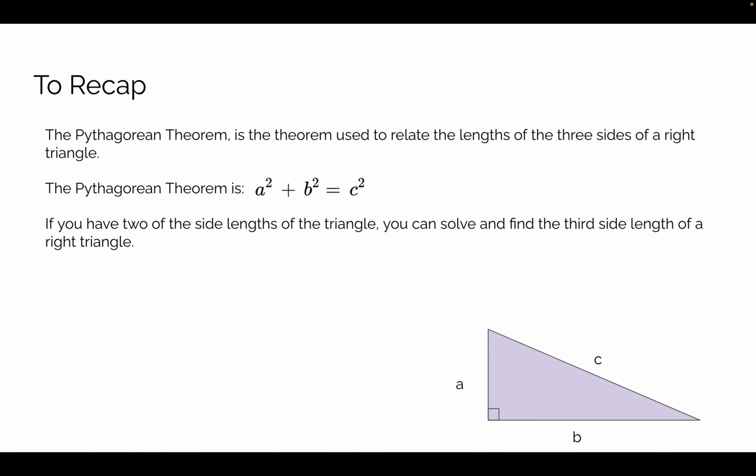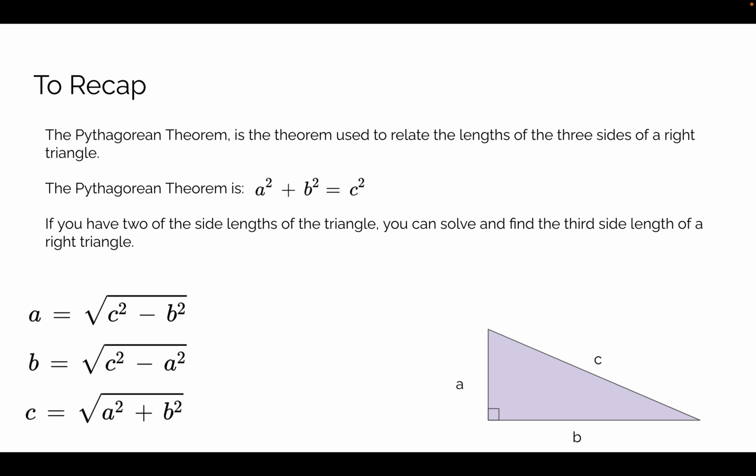And if we're solving for side length A, B, or C, we can do so by isolating A, B, or C on the left side and square rooting it. And this is what the basic format is. If you want to screenshot this or write this down, this is always very helpful to have until you get into the habit of memorizing what it is and being able to isolate for it.